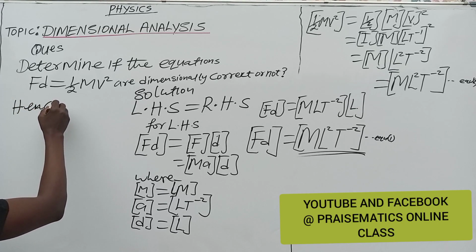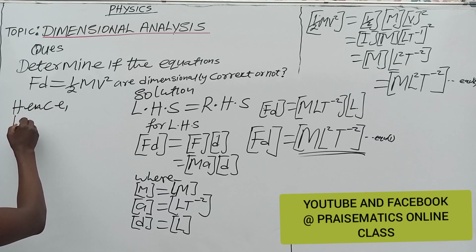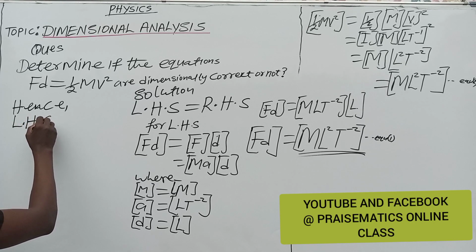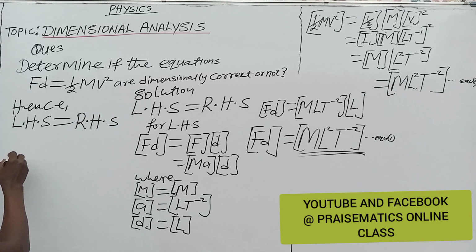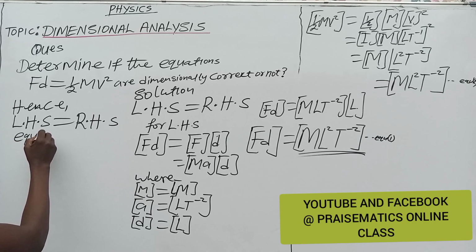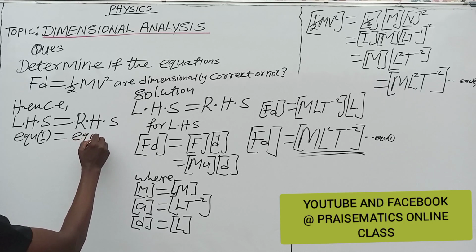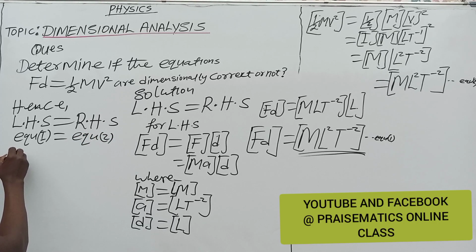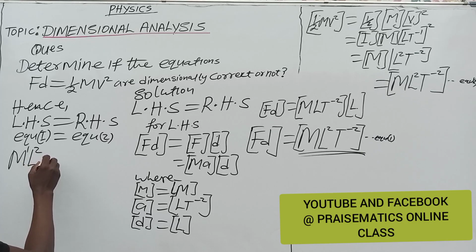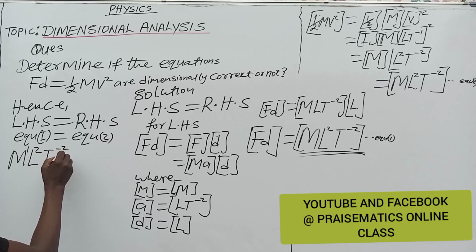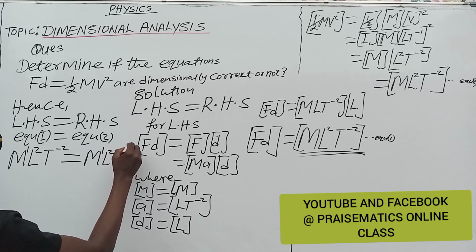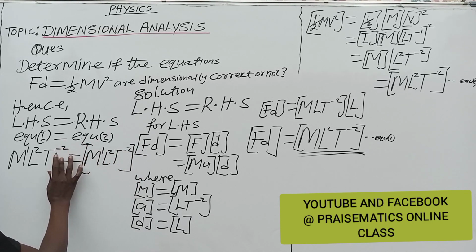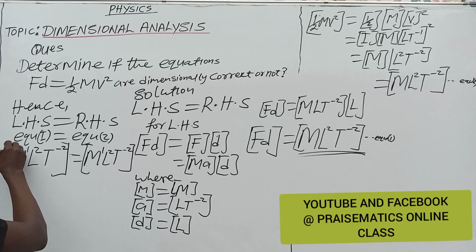Having done that, you can now say, hence, the left hand side is equal to the right hand side. That is, equation 1 is equal to equation 2, which is M raised to power 1 into L raised to power 2 into T raised to power minus 2, equal to M raised to power 1, L raised to power 2, T raised to power minus 2. Now, this is proof.